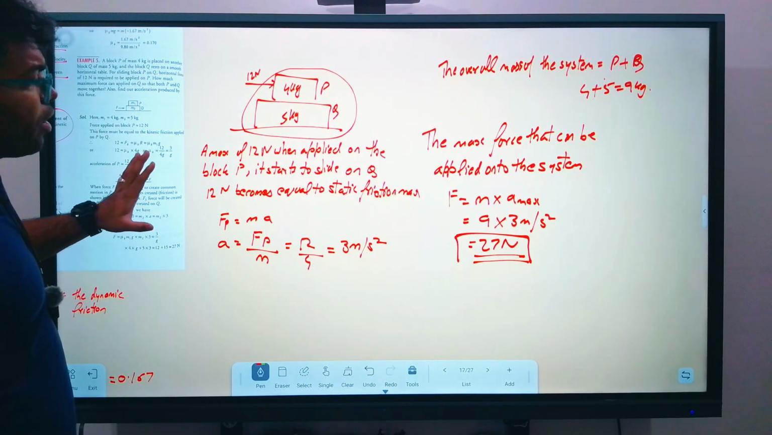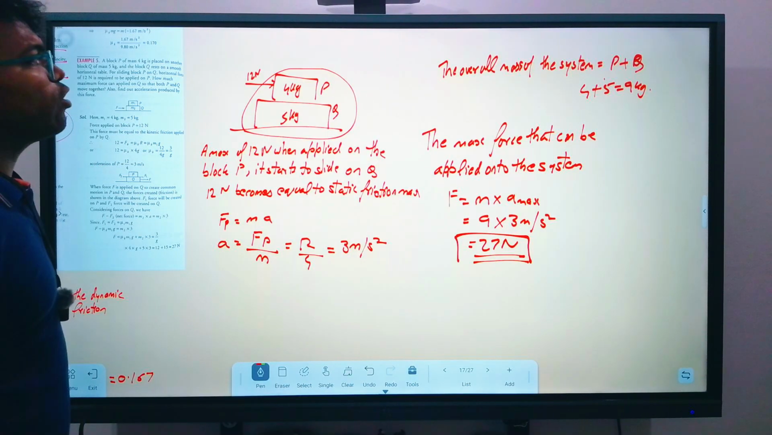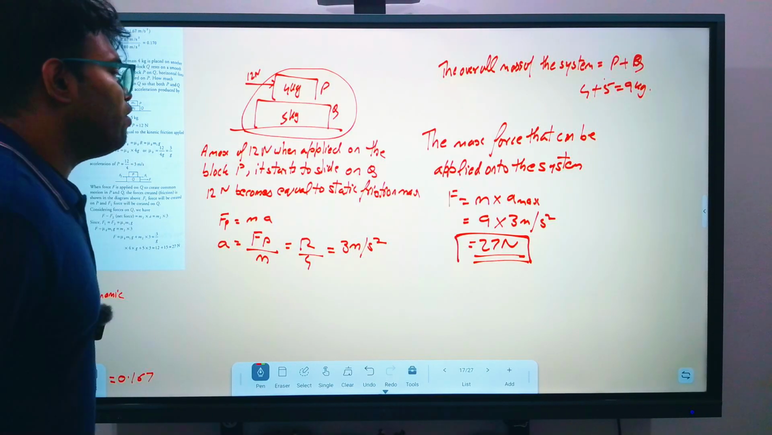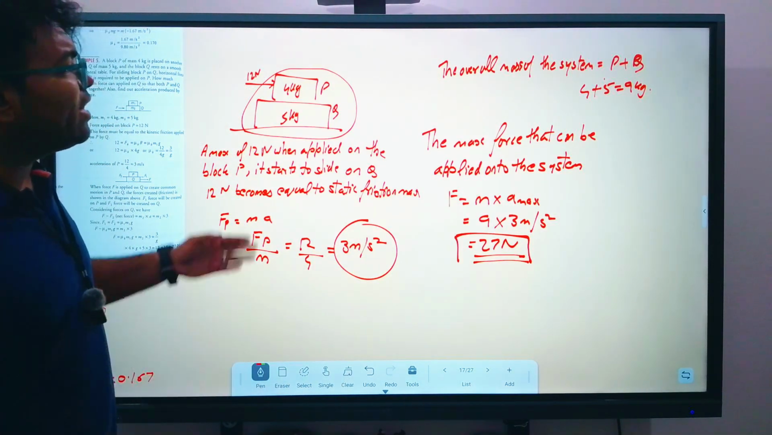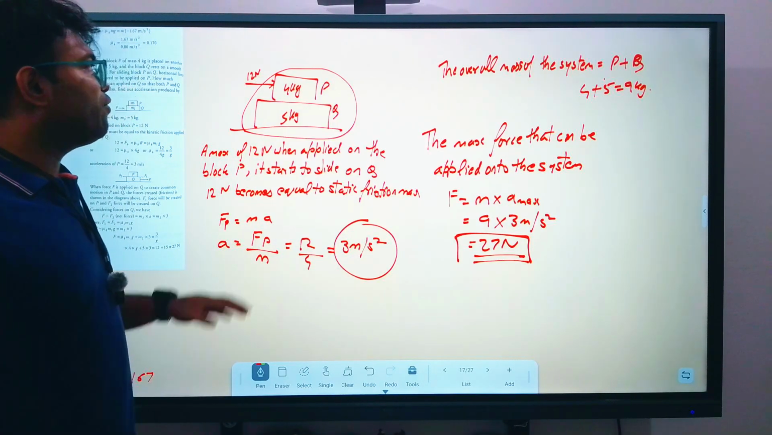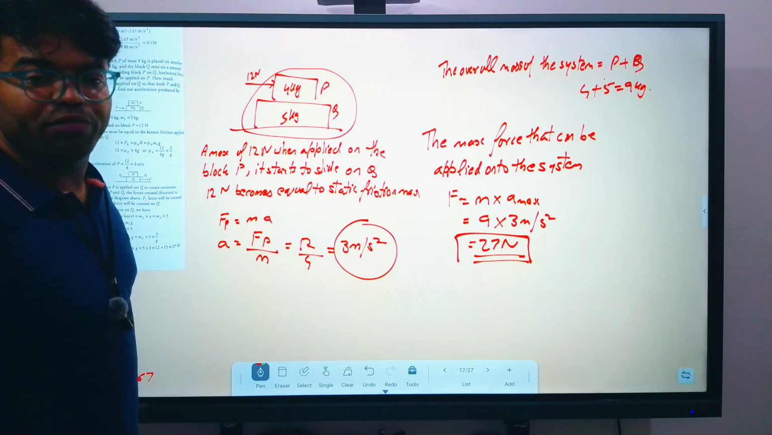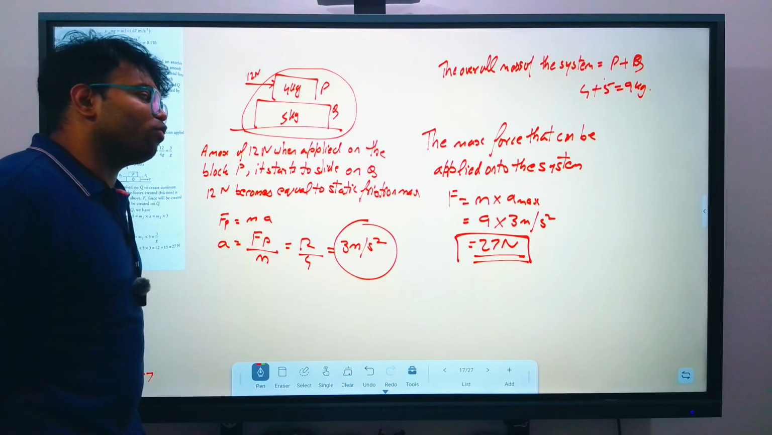So what did we do? At first, we calculated the acceleration which was being acted upon on the P block by the 12 newtons. We figured out the acceleration to be 3 meters per second square. Then we said that since this 4 kg block is just starting to move, this 12 newtons becomes equal to the frictional force.